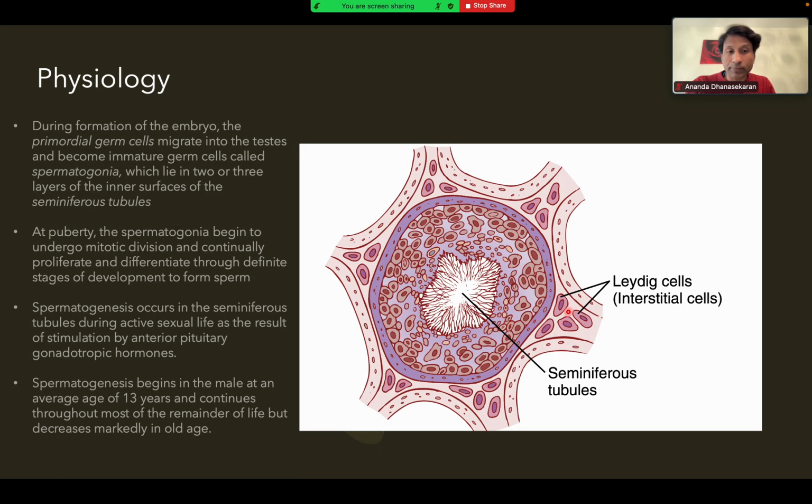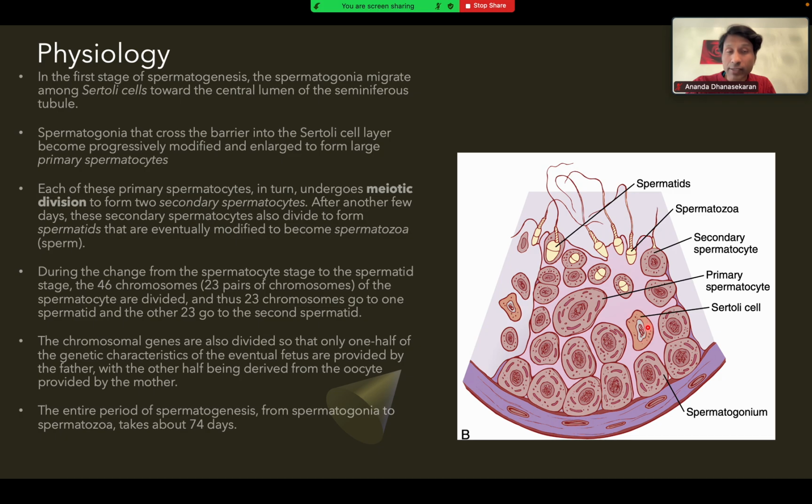They produce testosterone. Sertoli cells are present within the seminiferous tubules. They are very important in producing enough nutrients for the growth of the spermatogonia to the sperm. The spermatogonia has to grow and cross the barrier of the Sertoli cell layer to become a primary spermatocyte. If you see, the primary spermatocyte is much larger compared to the spermatogonia. Each primary spermatocyte in turn undergoes meiotic division to form secondary spermatocytes.